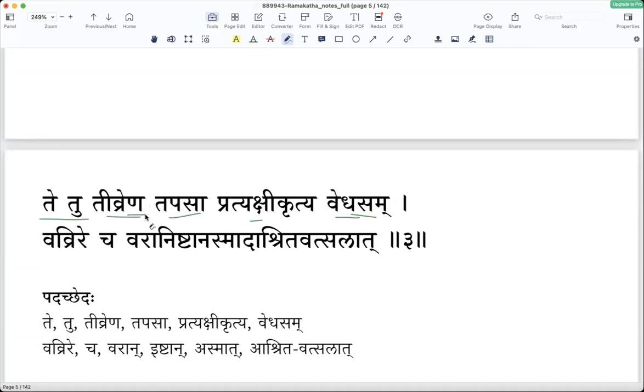So now you know that it is intense tapas. Because this is tritiya, even if you don't know sakaranta shabda, you can guess that this should be in tritiya vibhakti. But once you start studying the sakaranta shabda, then you'll know that this is tapasa, tapobhyam, tapobhihi in tritiya vibhakti. So tivrena tapasa, with an intense tapas, vedhasam pratyakshi kritya, they made Brahma appear in front of them. Ishtan varan asmat ashritavatsalat vavrire.